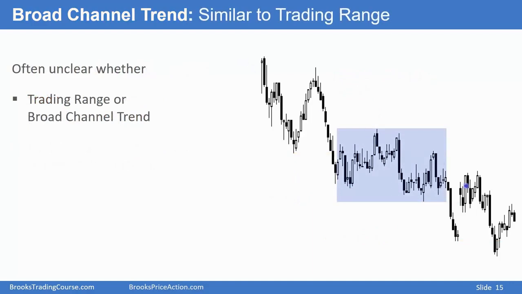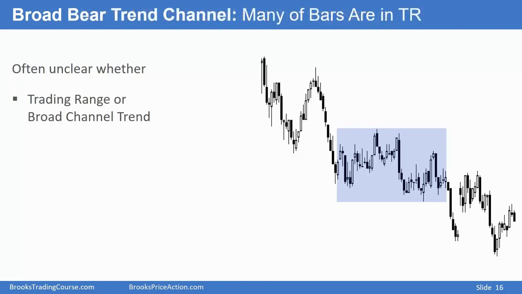A broad bear channel always has 20 or 30 bars in it that are also in a trading range. A lot of times when you look at the chart, you're not sure if it's in a bear trend or in a trading range, or if the bear trend has ended and converted into a trading range. When you're not sure whether it's still a bear trend, a bear channel, or a trading range, it does not matter. You trade it like a trading range. You look to buy low, sell high, and scalp.